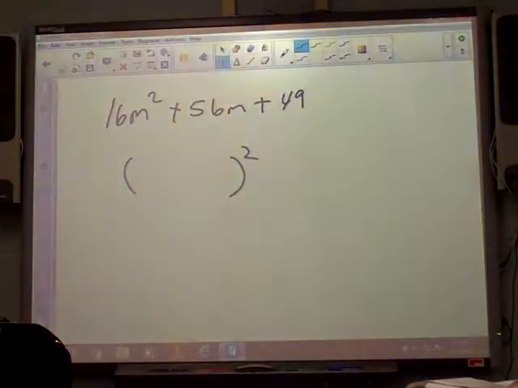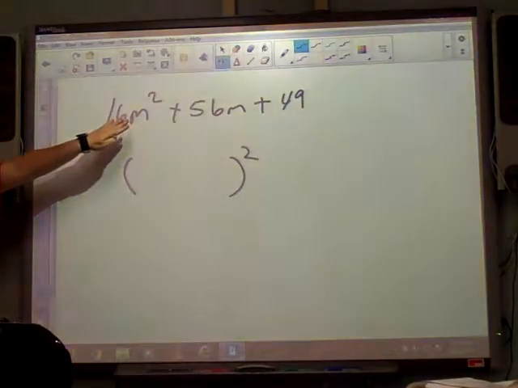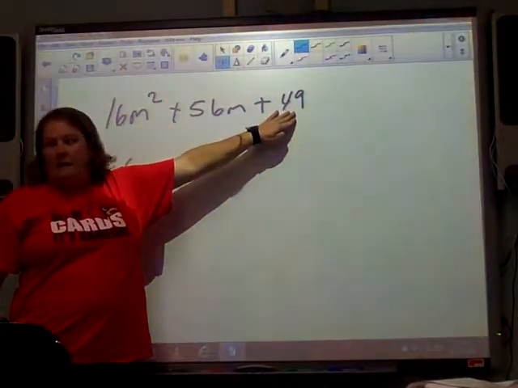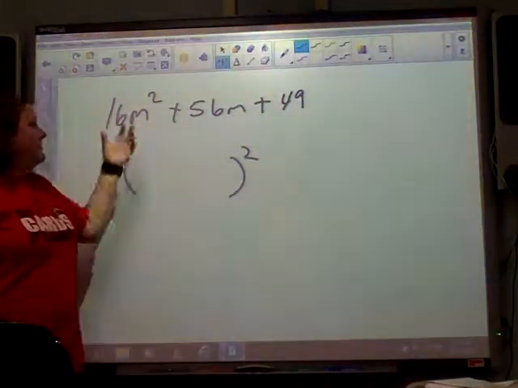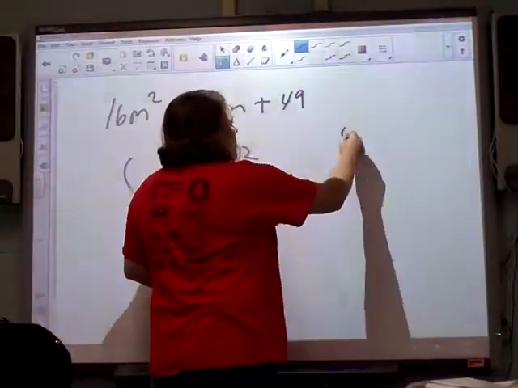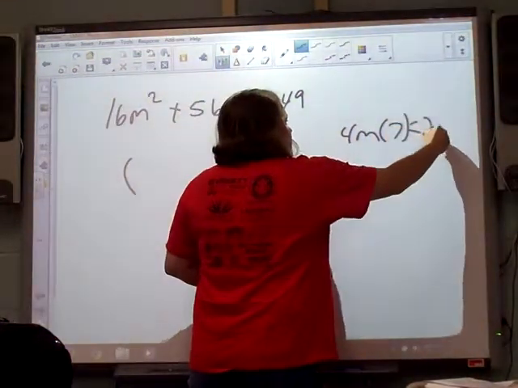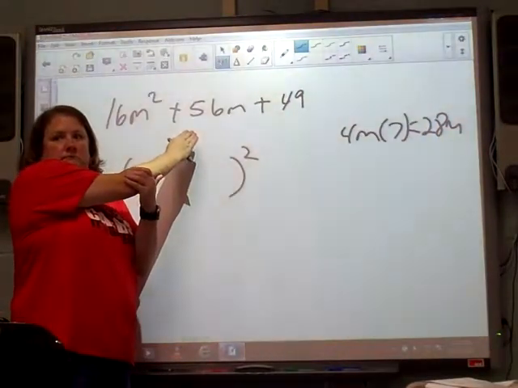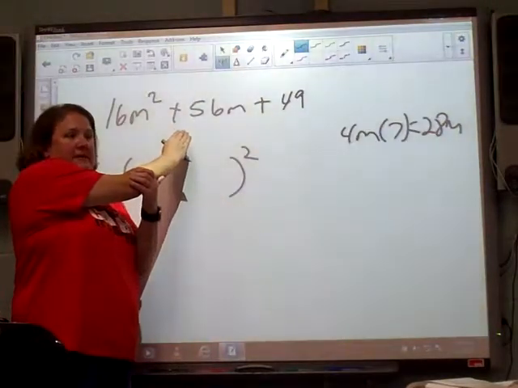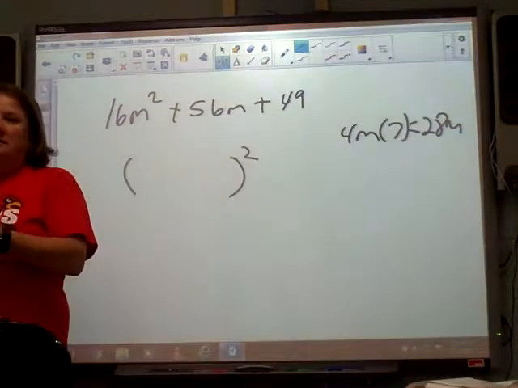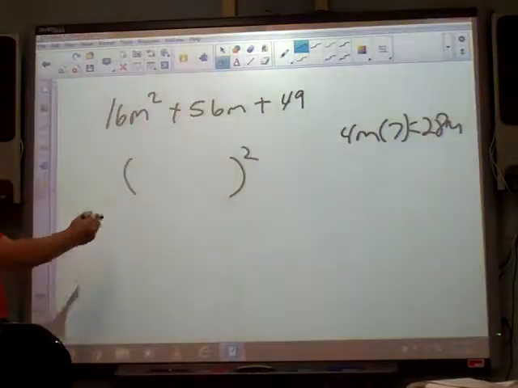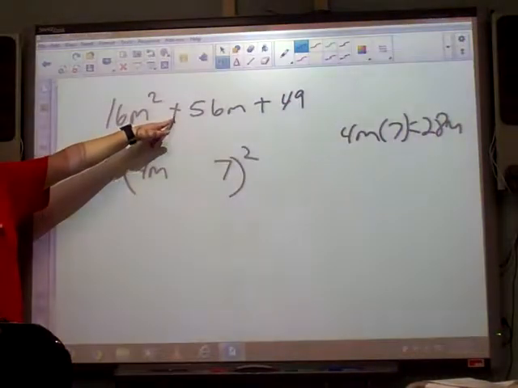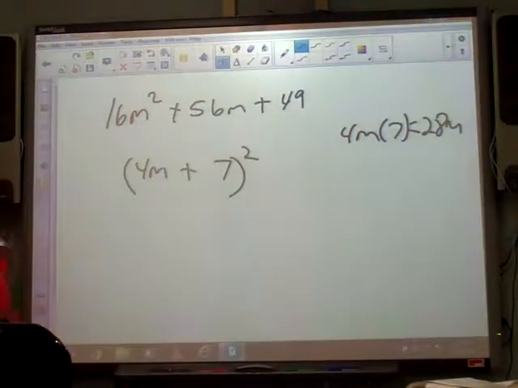So here's what you check for. Is the first term a perfect square? Yes. 16m squared would be 4m times 4m. Is the last term a perfect square? 49 would be 7 times 7. If I take those square roots, 4m times 7, is that product half of the middle term? It's 28, half of 56. Yes. So that tells us that it's a perfect square trinomial. All we do is take the square roots of the first one and the last one. Our sign is whatever the first sign is. That's it.